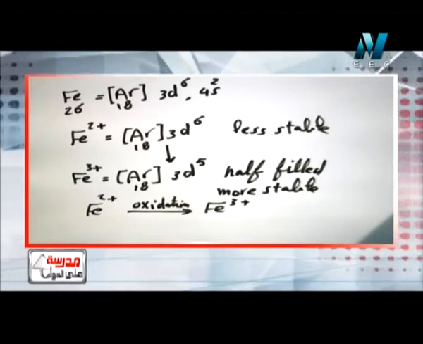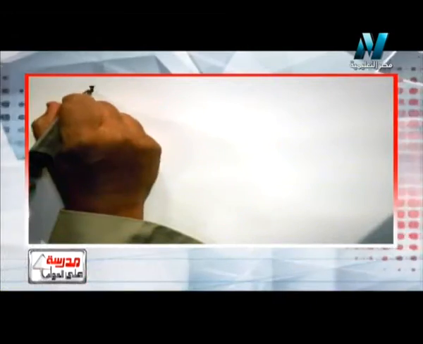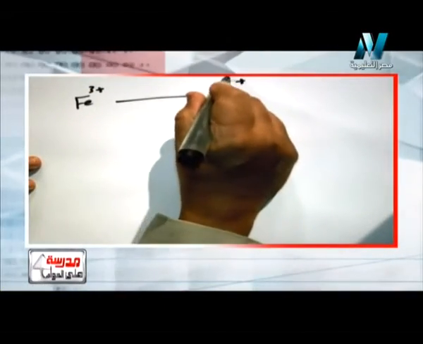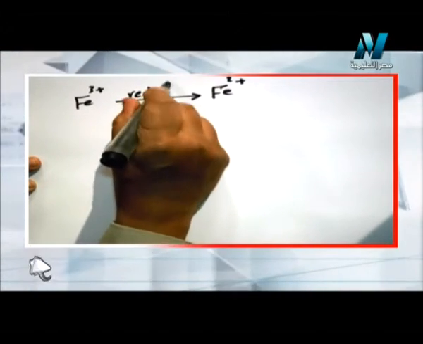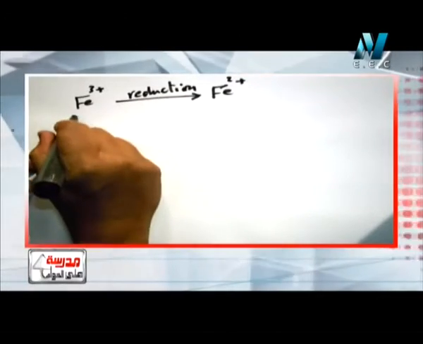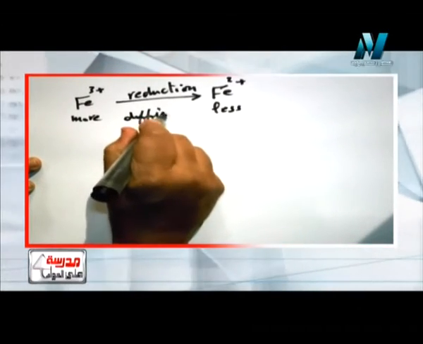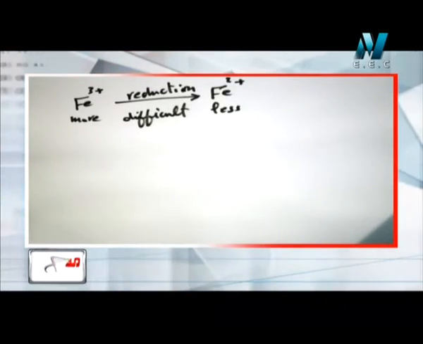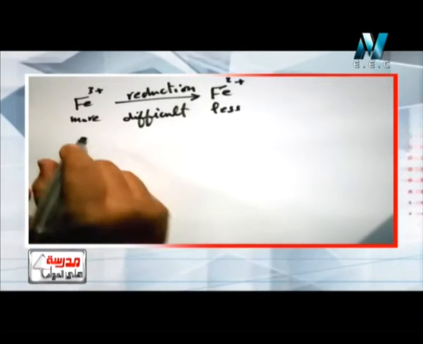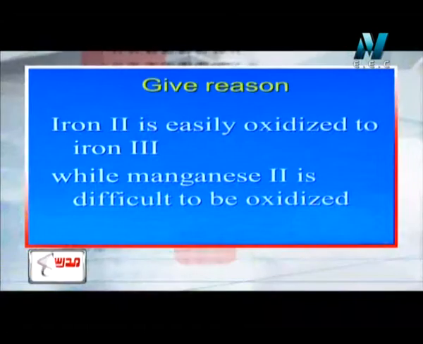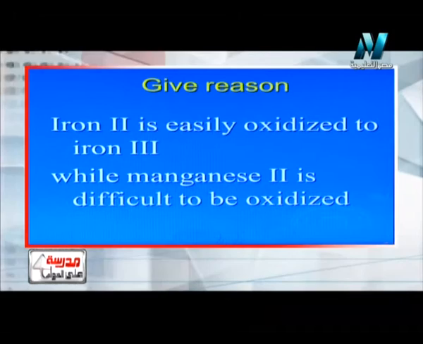But it is difficult to reduce, meaning to decrease the oxidation number. Reduction of Fe positive 3 to Fe positive 2 is called the reduction. In order to convert more stable to less stable, it is difficult. So it is difficult to reduce iron 3 to iron 2, but it is easy to oxidize or convert iron 2 to iron 3. By the way, about manganese. Yes, the question has a rest part, said that while manganese 2 is difficult to be oxidized. By the way, manganese 3.